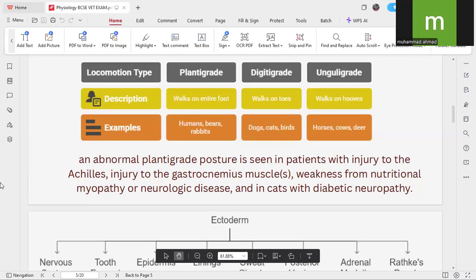Abnormal plantigrade posture is seen in patients with injury to the Achilles, injury to the gastrocnemius muscles, weakness from the nutritional myopathy due basically to deficiency of the selenium in the ruminant, and in cat due to the diabetic neuropathy.